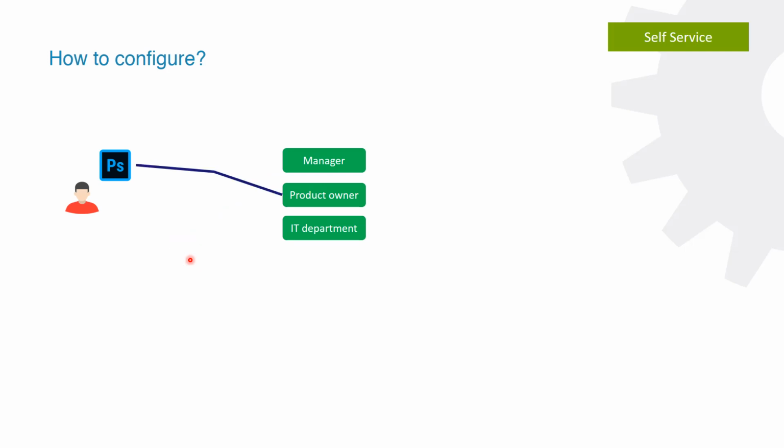Same thing for the product owner. The product owner, you don't want to update that manually in HelloID. You want to retrieve that, for example, from the Active Directory. So if Photoshop is being managed by an application group, you can use, for example, the managed by field from that group to set that as the product owner.